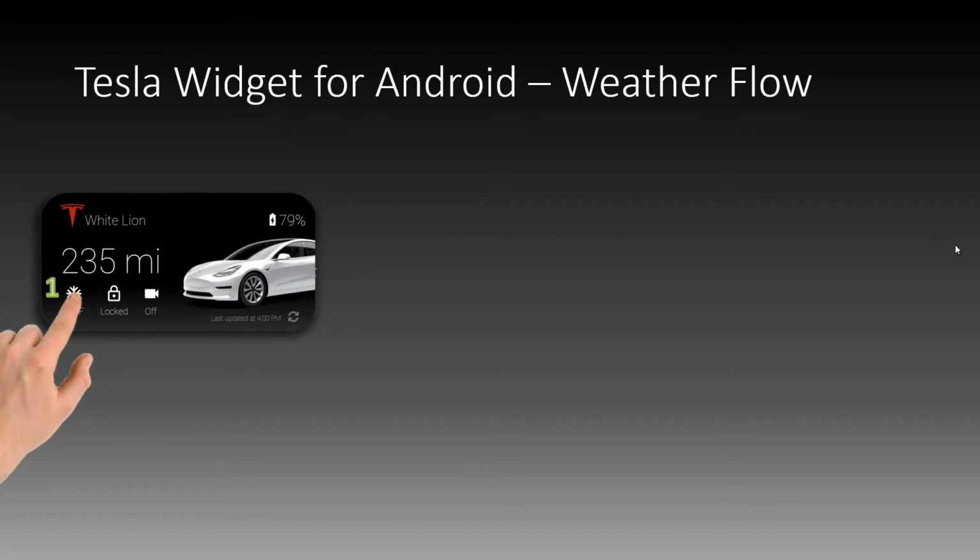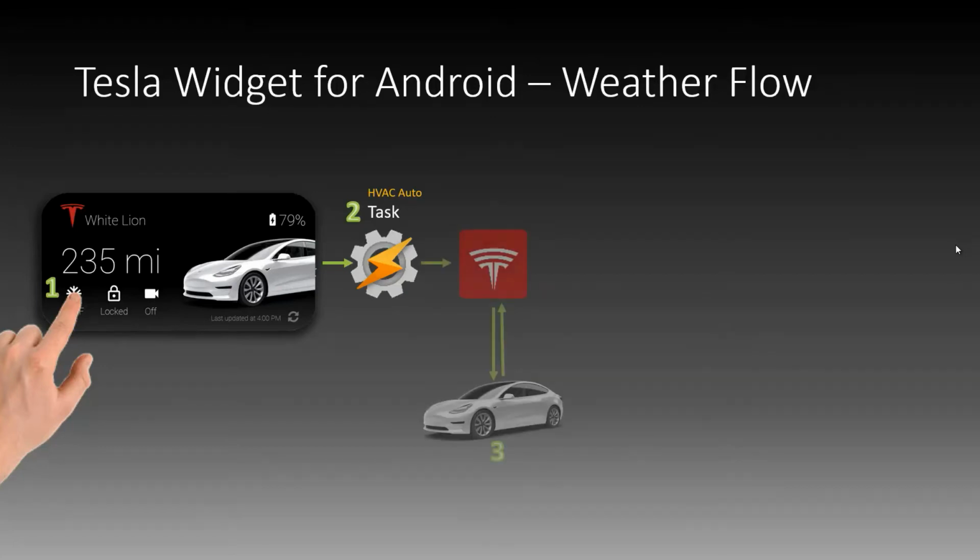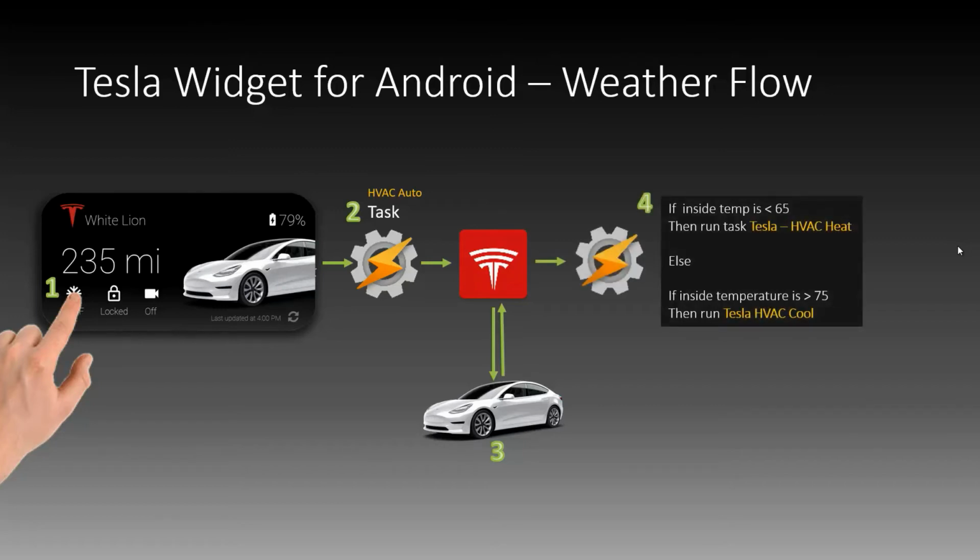You press that icon, the snow icon, and that will go into a Tasker task. It's called HVAC Auto, and that will get all the information, all the variables from the car. So in this case, what we're looking for is the inside temperature.